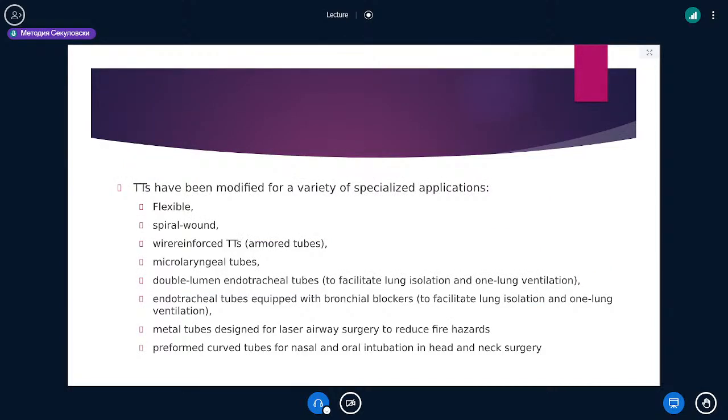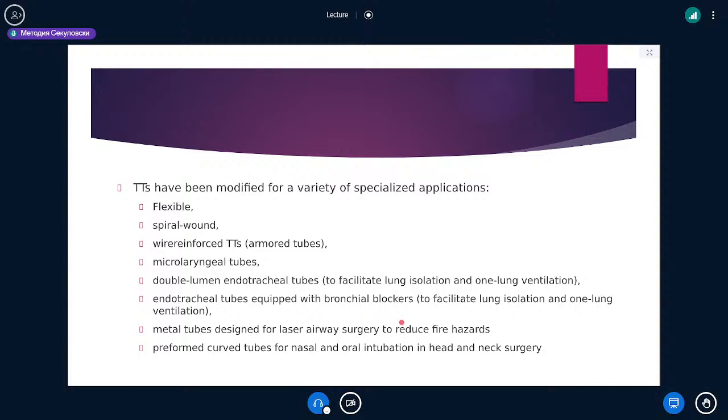Yes, we have modified tubes for a variety of specialized applications. We have flexible, spiral wound intubation tubes, armored tubes, microlaryngeal tubes, and double lumen endotracheal tubes. We use these when a patient has a lung transplantation, when we must isolate one lung for ventilation, or for a patient with lung carcinoma, and in other situations when we must isolate the lung and stop one lung ventilation. Yes, we have special bronchial blockers.